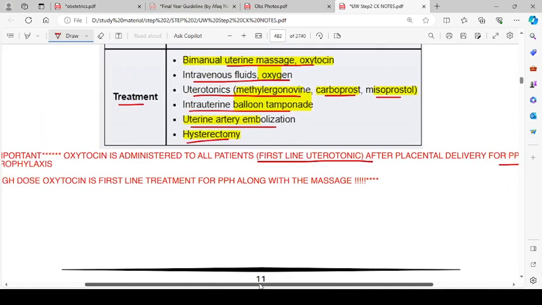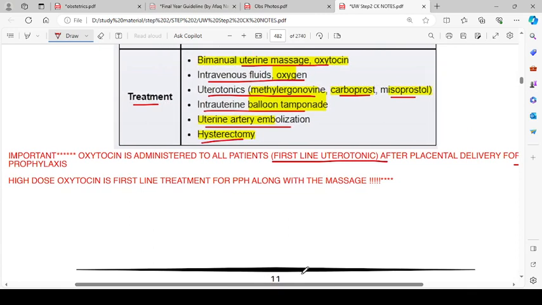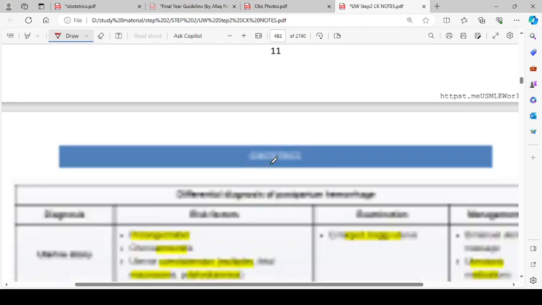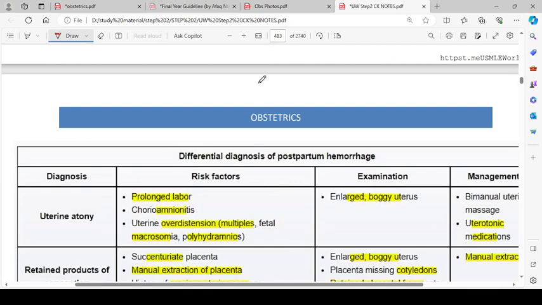Postpartum hemorrhage prophylaxis. High dose oxytocin is the first line treatment for the postpartum hemorrhage along with the massage. Then there's a table. Okay, I think I should zoom it out a bit.